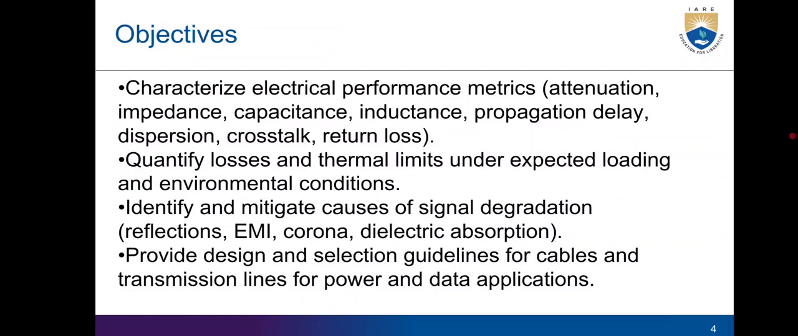Objectives: characterize electrical performance metrics: attenuation, impedance, capacitance, inductance, propagation delay, dispersion, crosstalk, return loss. Quantify losses and thermal limits under the expected loading and environmental conditions. Identify and mitigate causes of signal degradation, reflections, EMI, corona, dielectric absorption, providing design and selection guidelines for cable and transmission line for power and data applications.